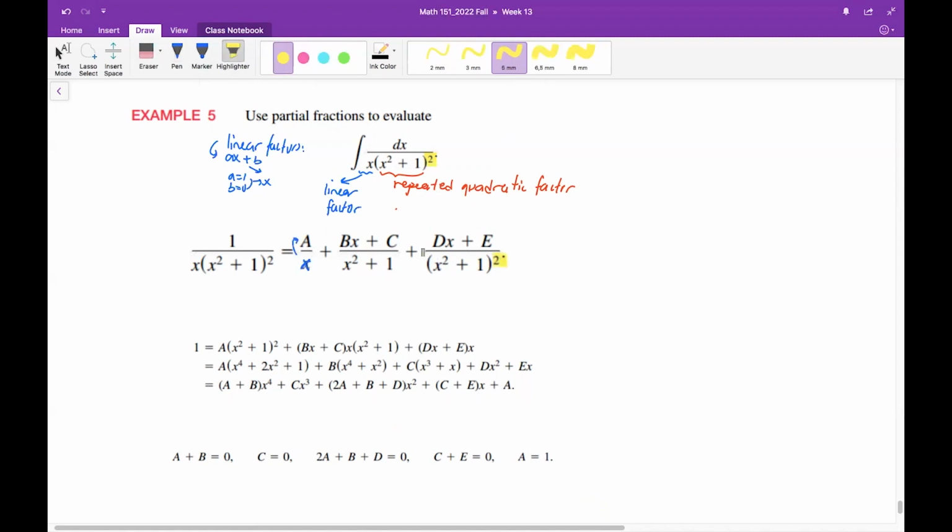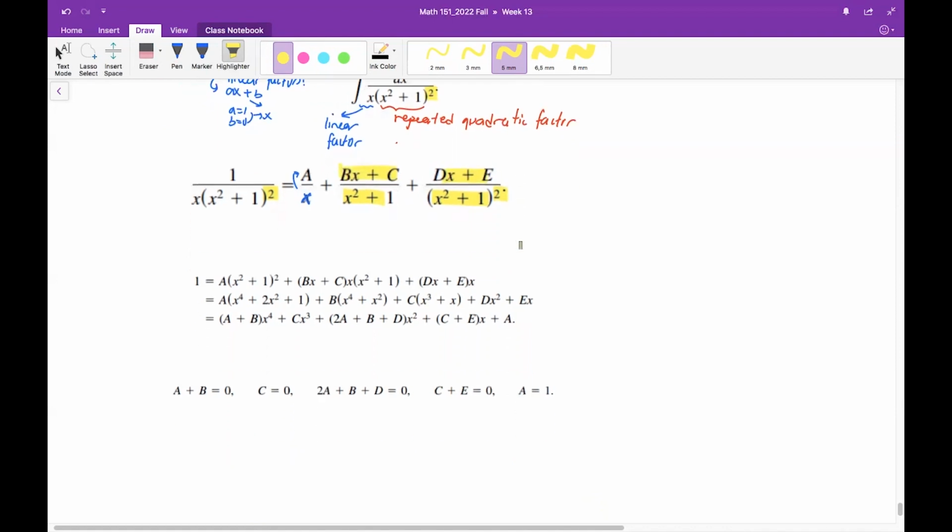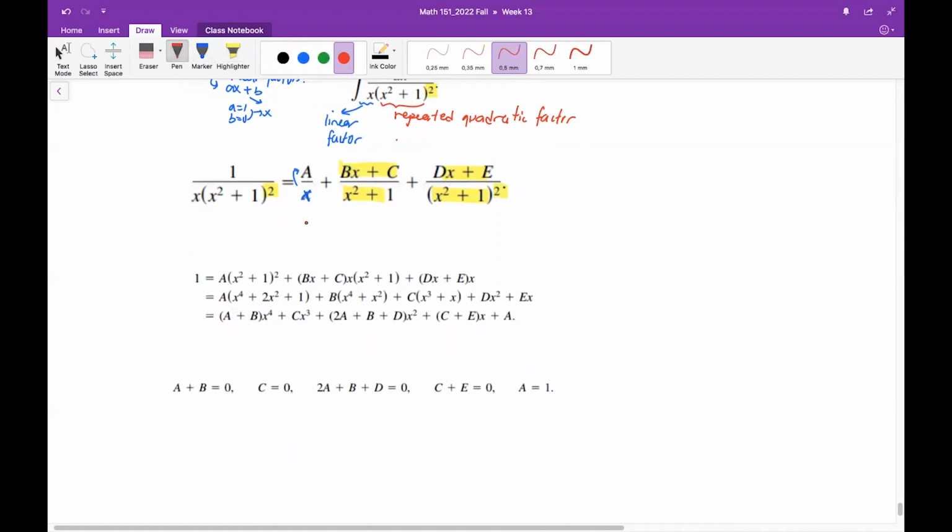You keep writing it over and over again till you reach the exact power here, and then you know what to write over quadratic factors. You need to write one less degree: bx plus c, dx plus e. Okay, like this, and then you need to expand.